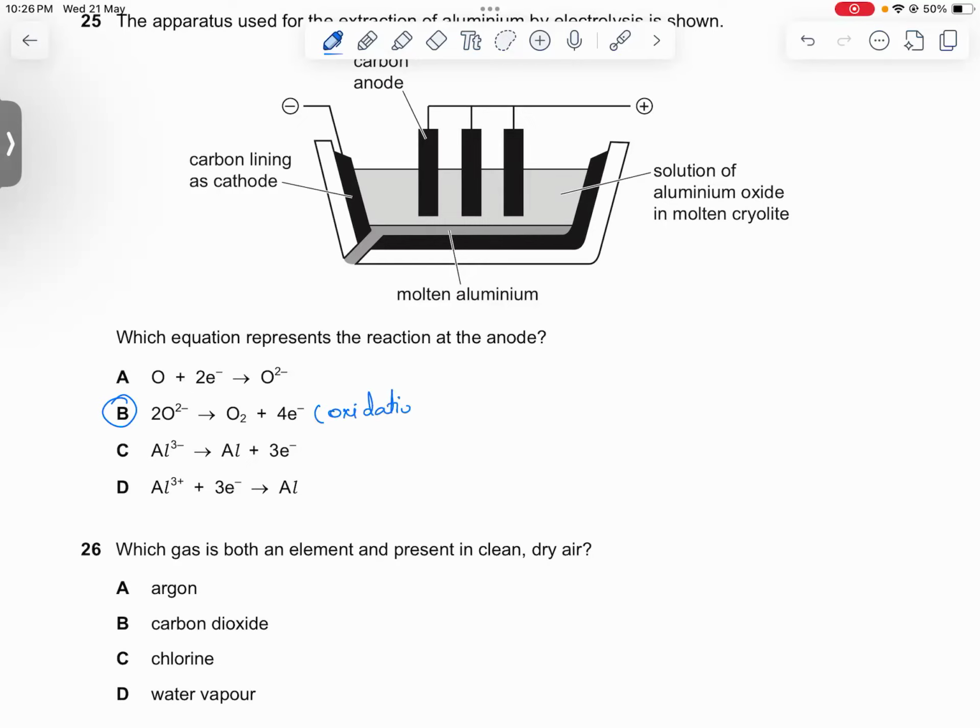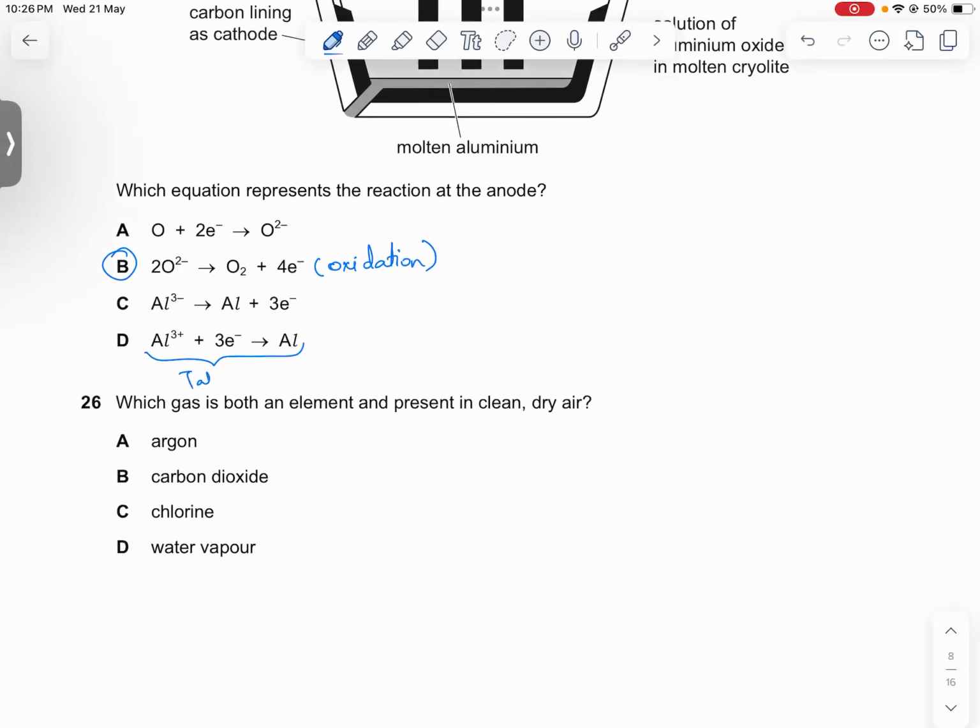And this reaction takes place at cathode. Had they asked us about cathode, we would have said D.